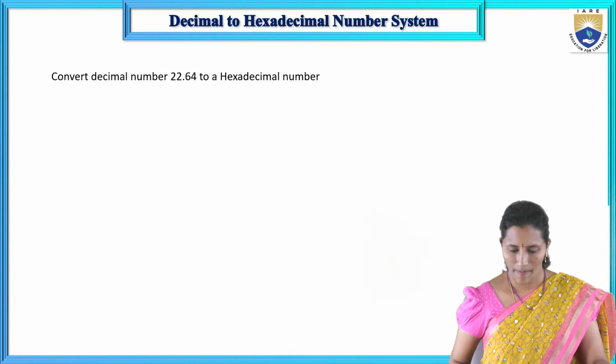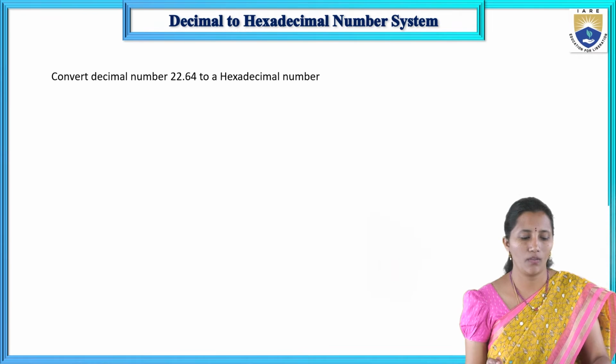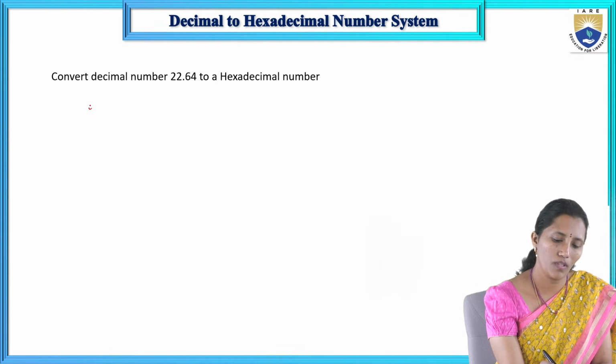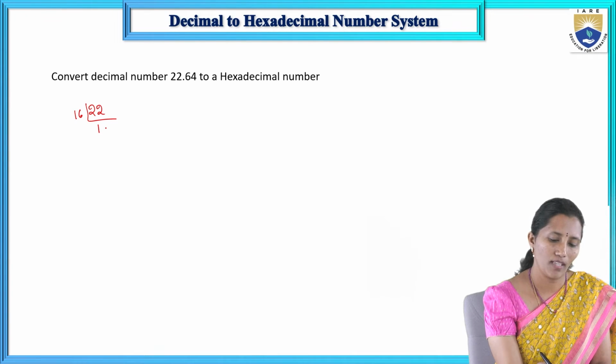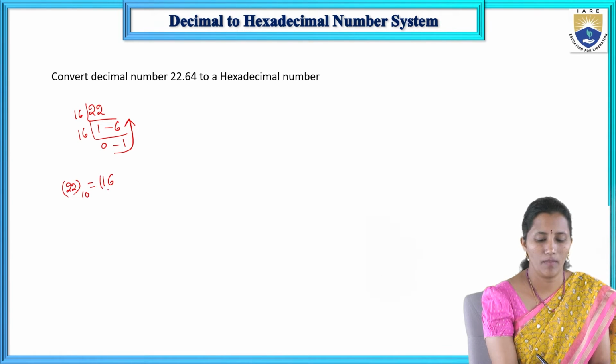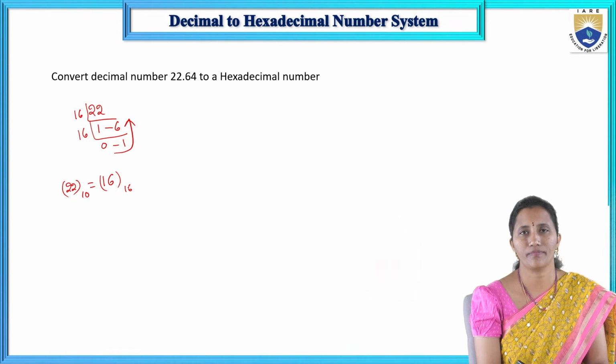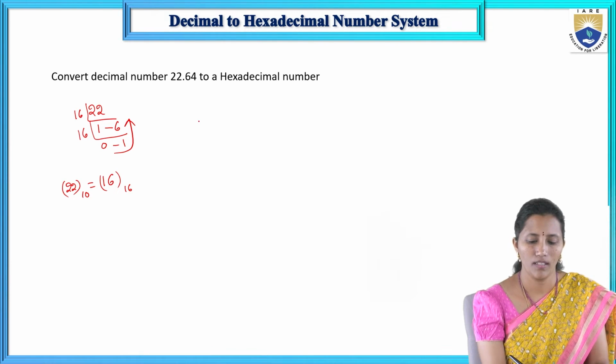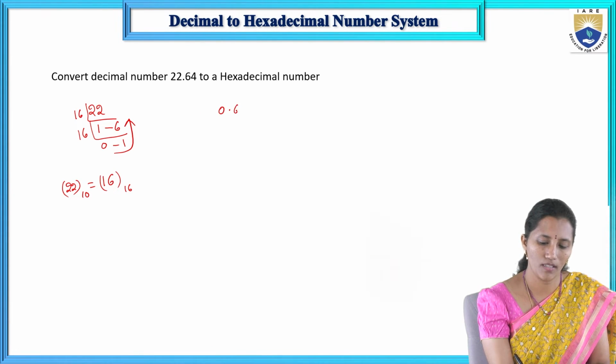Okay. For example, we take 22.64. So 22 is the integer part. Consider that one. So divide by 16, 16 into 1 is 16 and the remainder is 6. Okay, 16 into 0, the remainder is 1. So we can write 22 in the decimal number, that will be represented as 16 in the hexadecimal number. Okay, the fractional part is 0.64.